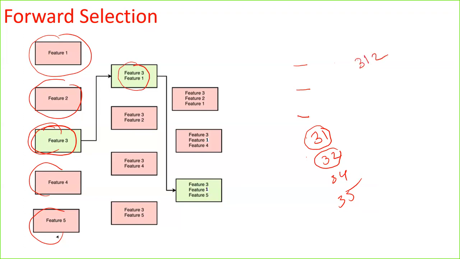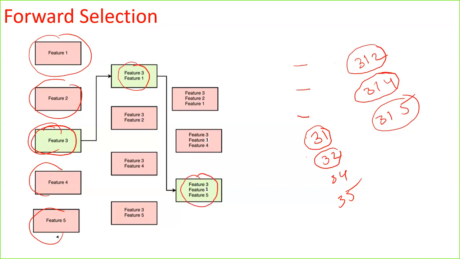3-1-2, 3-1-4, and 3-1-5. Okay, and repeat the same process. Learn the algorithm with the subset of features 3-1-2, evaluate the learning algorithm performance. And build the model using the subset of features 3-1-4 and evaluate the learning algorithm performance and so forth. Okay, and pick up the best subset of the features and let that be 3-1-5.